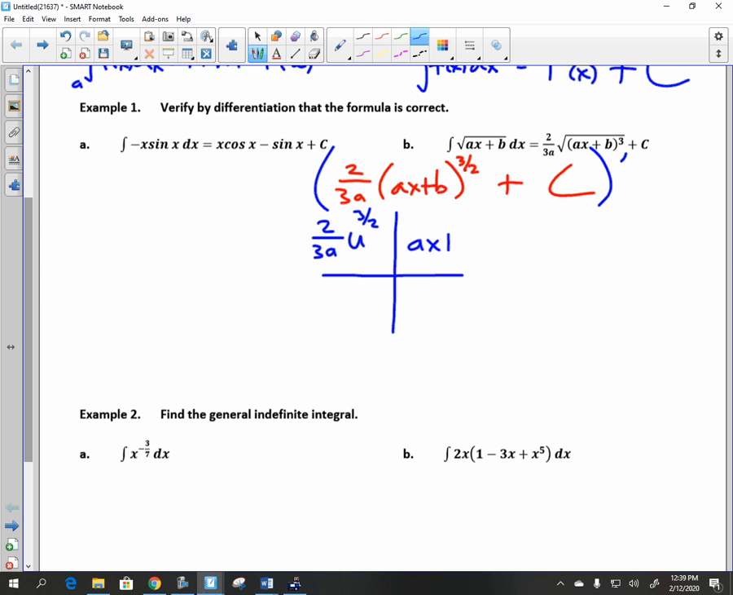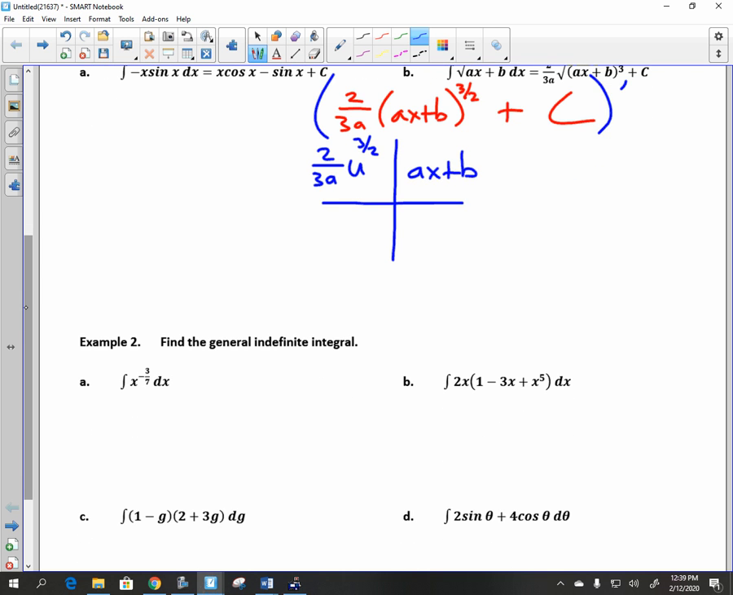Ax plus b. Let's take the derivative of ax plus b. Derivative of ax plus b, a. If you get confused by it, just put a number. Say 3x plus 7. What's the derivative of 3x plus 7? 3. So you can see, if you ever struggle, just model it with an easier problem.